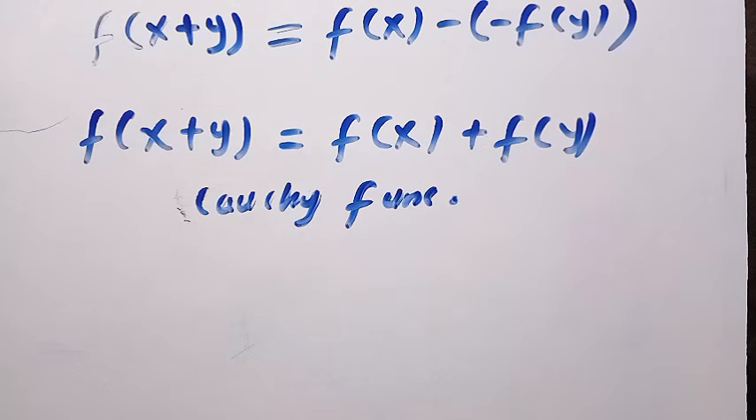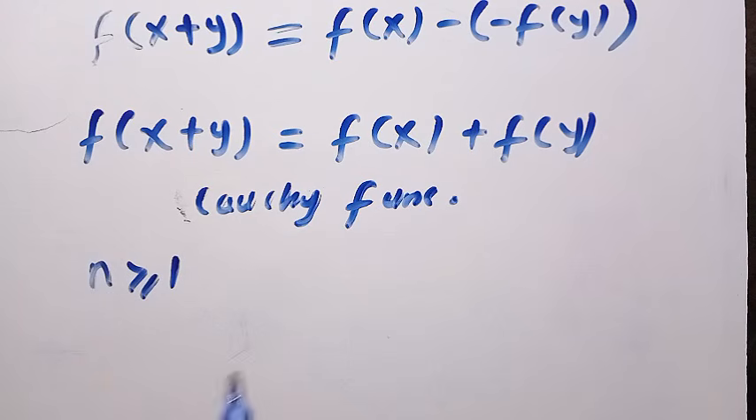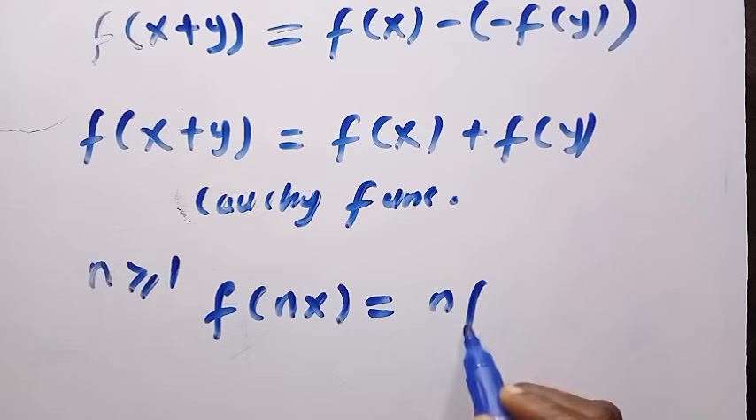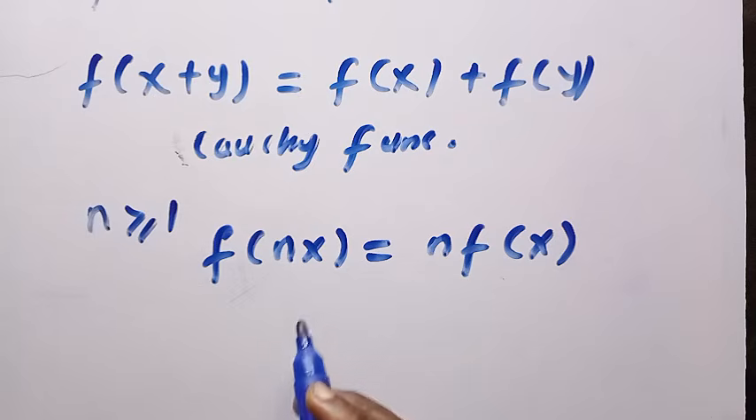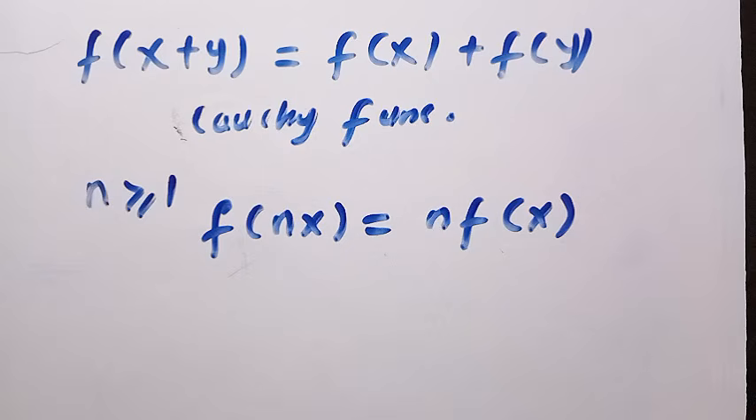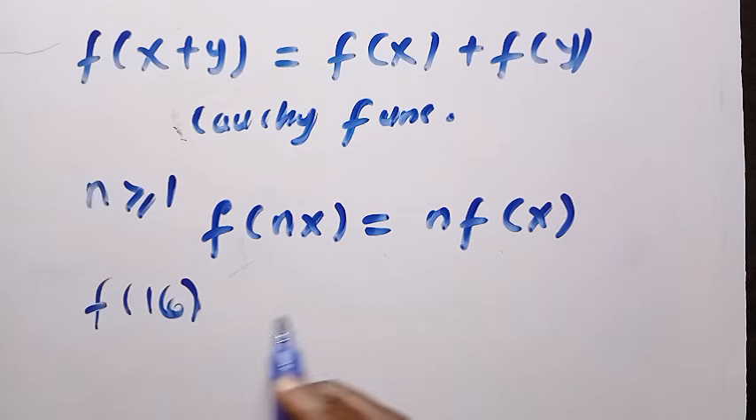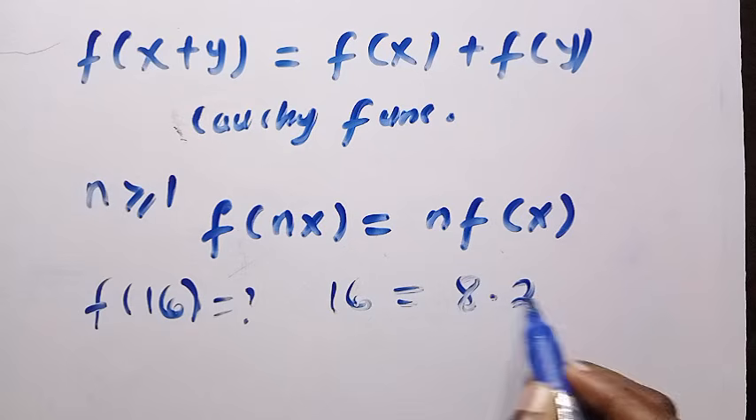So to know the integer multiple, suppose n is greater than or equal to 1. So we define f of nx to be equal to n f of x. Then we are going to recall what we are trying to find, f of 16. So to get f of 16, we know that 16 is given as 8 multiplied by 2.